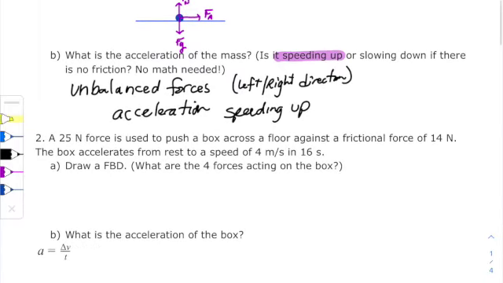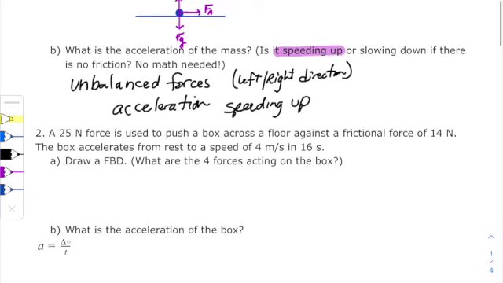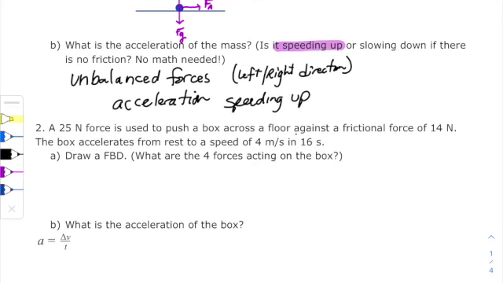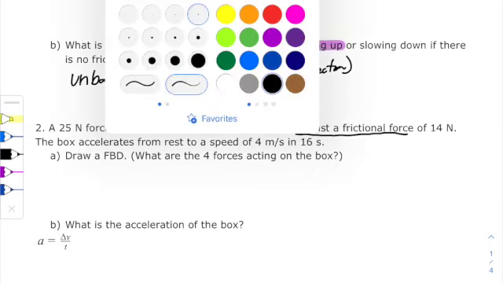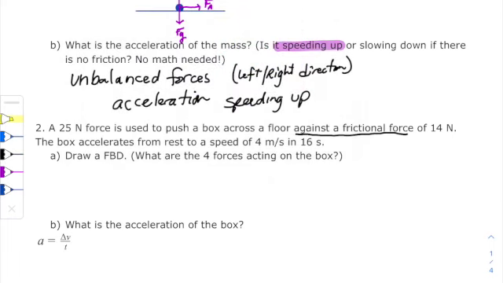Number two, a 25 Newton force is used to push a box across the floor against a frictional force of 14 newtons. The box accelerates from rest to a speed of 4 meters per second in 16 seconds. Okay, we have a lot of information here. We're going to start with a free body diagram again. So let's get the four forces acting on the box.